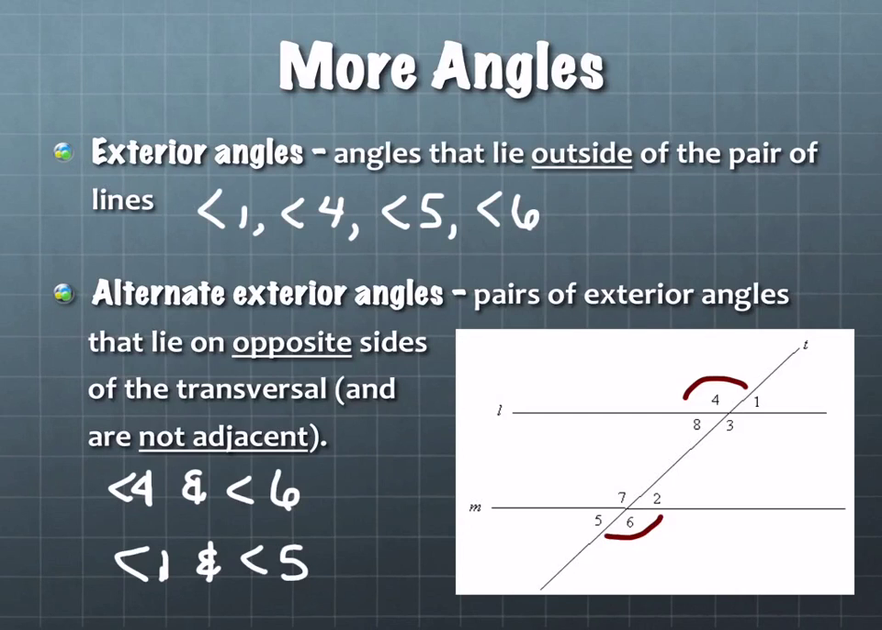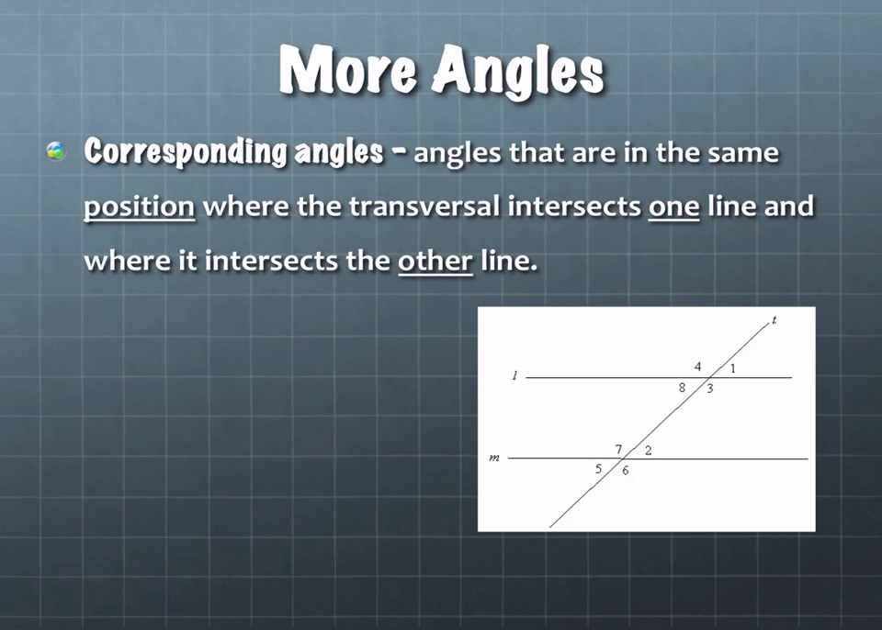There is one more description of these different types of angles, and that's corresponding. Corresponding angles are angles that are in the same position where the transversal intersects one line and where it intersects the other line. So there are 4 pair of corresponding angles here. For example, here is angle 4. The one that corresponds to it down on line M is angle 7. It's in the same position, in this case top left. So angle 4 and angle 7.